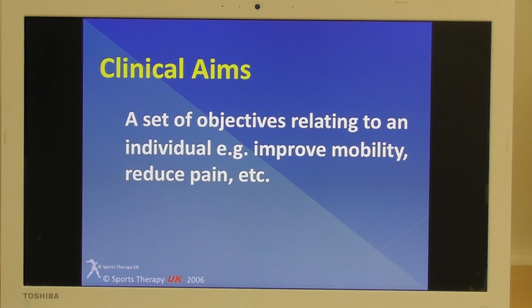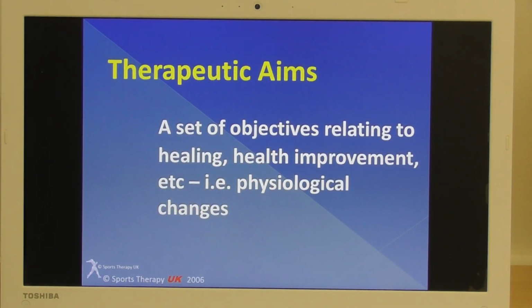Clinical aims are a set of objectives that relate to the individual, thinking about improving their mobility, increasing their mobility and reducing their pain. We have therapeutic aims, a set of objectives that relate to health, i.e. we're talking about physiological changes, psychological changes.